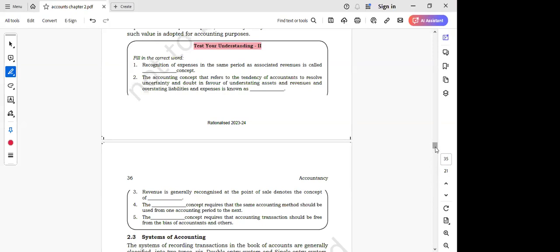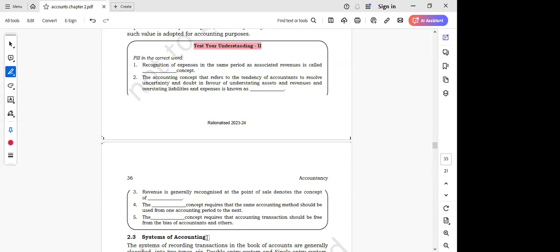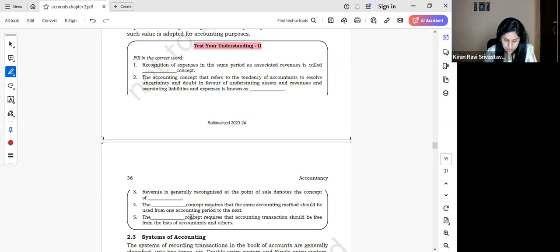Then the next one is the dash concept requires that the same accounting method should be used from one accounting period to the next. Just now we did it. Consistency concept. Yes. Then the next one, the dash concept requires that the accounting transactions should be free from the bias of accountants and others. Just now we did. The accounting transaction should be free from the bias.